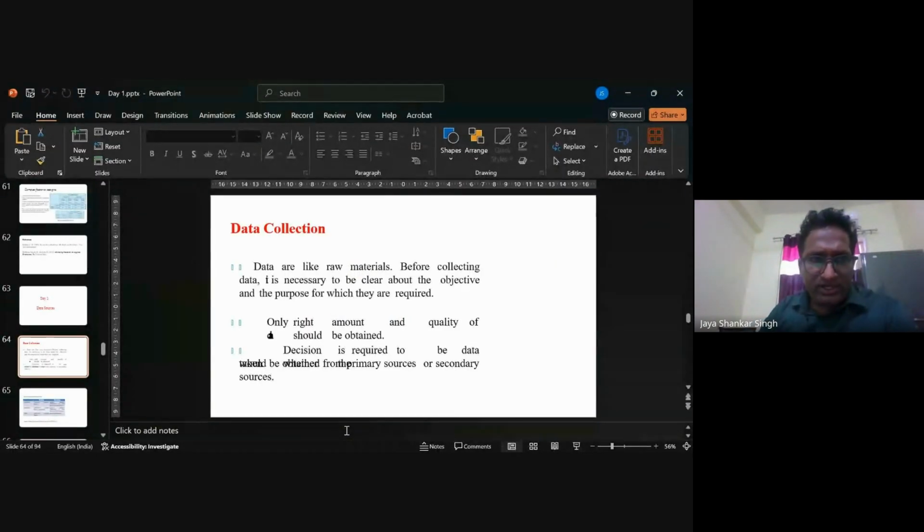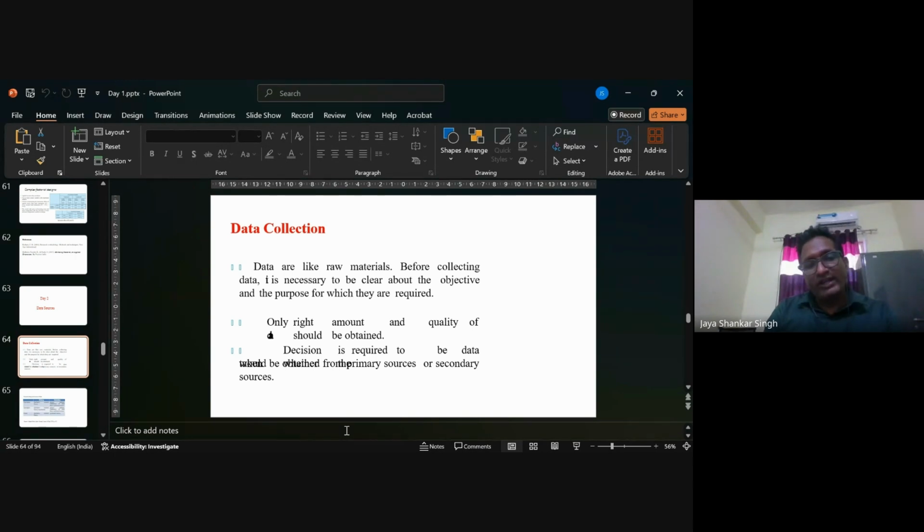So this particular slide talks about data as raw material. What is the meaning of that? Data is like raw. This slide got a bit messed up, please pardon me for that. The text has been overwritten. Anyway, I will change it later.